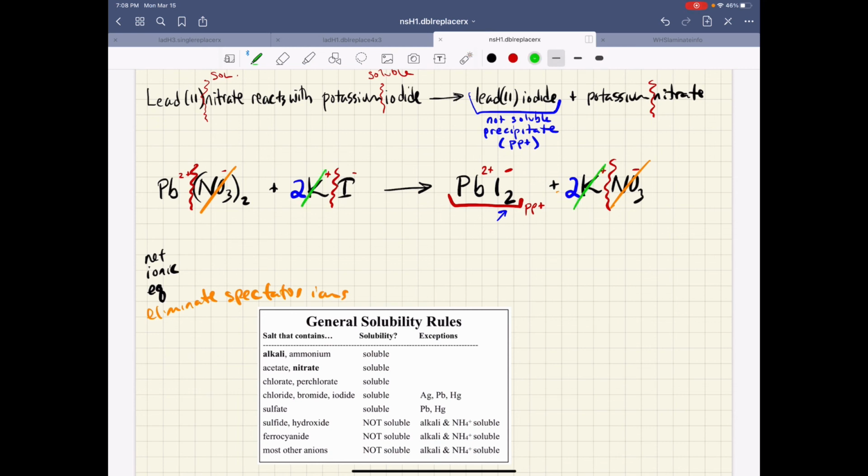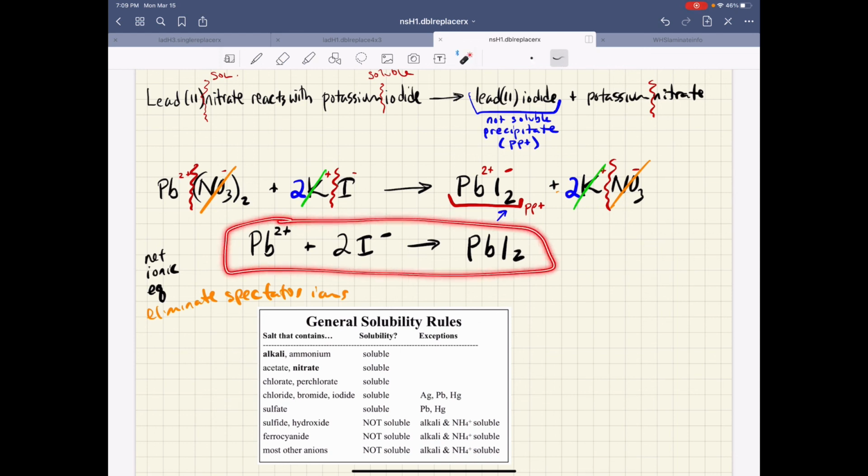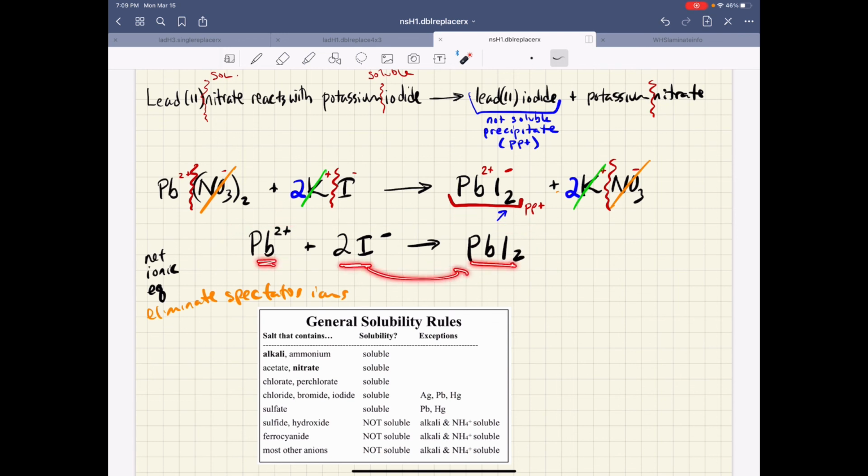And so all that's left remaining will be lead 2+ ions and 2 iodide ions, so we'll write 2I- turns into the insoluble precipitate lead 2 iodide, ending with our net ionic equation. Whatever ions are in that precipitate, we need those to form that product.